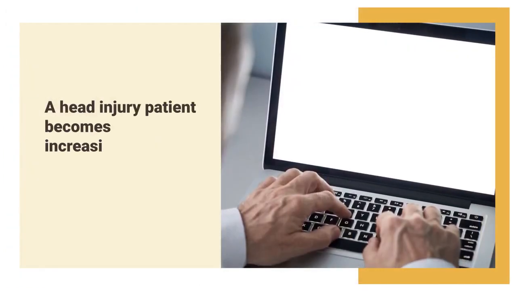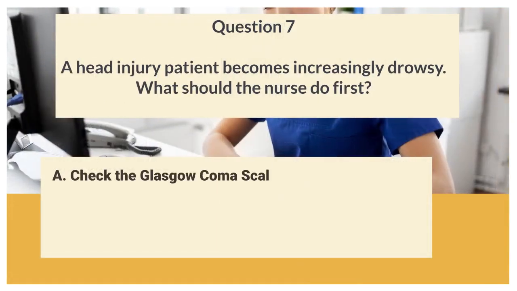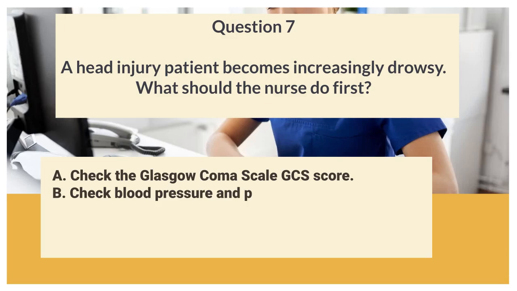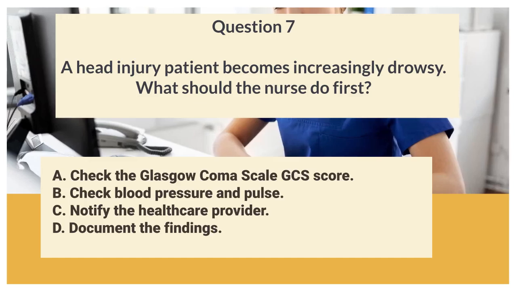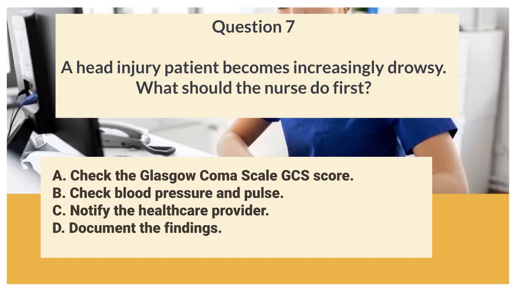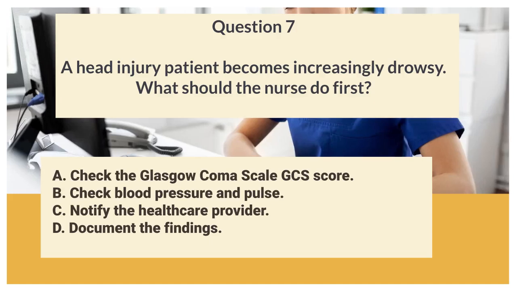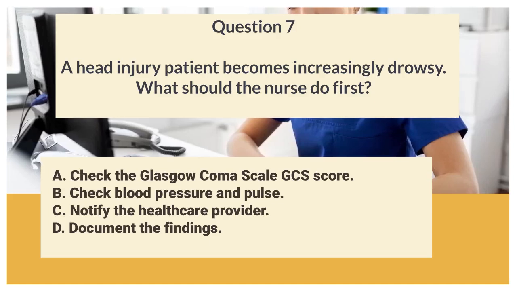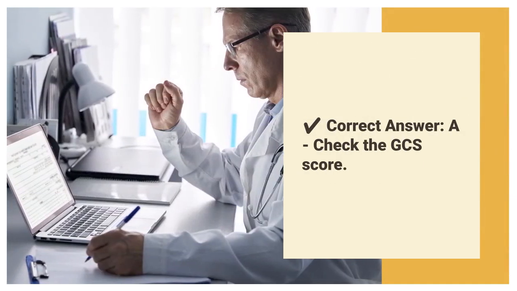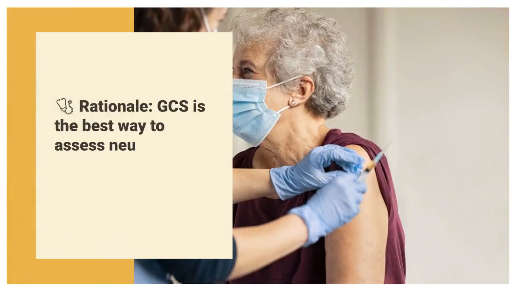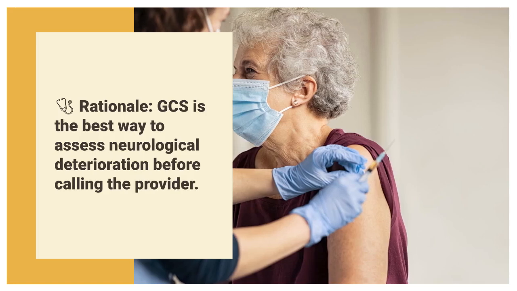Question 7. A head injury patient becomes increasingly drowsy. What should the nurse do first? A. Check the Glasgow Coma Scale, GCS score. B. Check blood pressure and pulse. C. Notify the healthcare provider. D. Document the findings. The correct answer here is A, check the GCS score. So GCS, it's the best way to assess neurological deterioration before calling the provider.